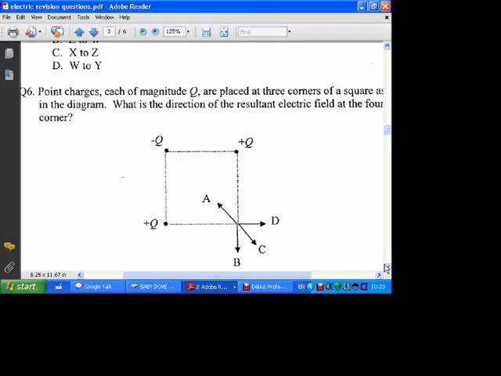Okay. So do it separately. Now we can consider the 2 positive charges first, right? What is the field due to these 2 positive charges at the fourth corner? Then after that, you have to consider what is the field due to the negative Q at the fourth corner. Then you just add up vectorially. Okay, so we just look at the answers.